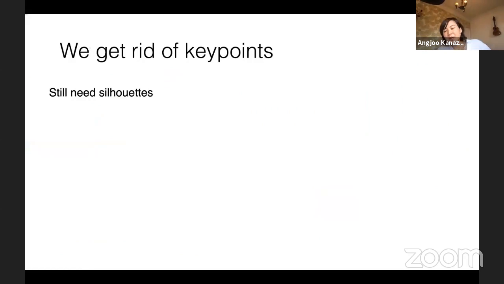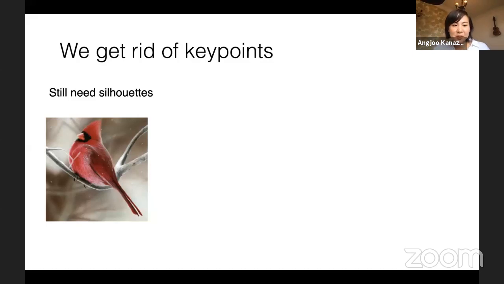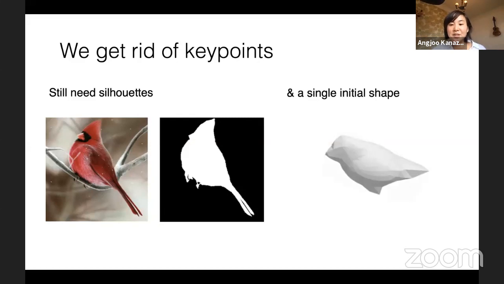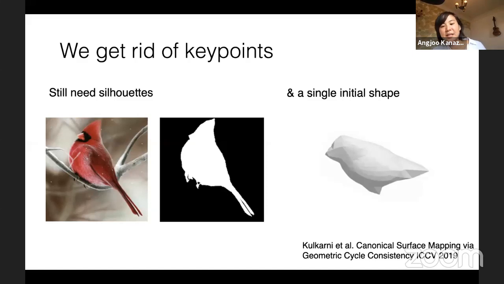So in this work, we get rid of key points, though we still need silhouettes. Instead of key points, we bring in a single initial template shape that we need to start this process. It's like replacing a per-instance image annotation with a single template that is used in this work.